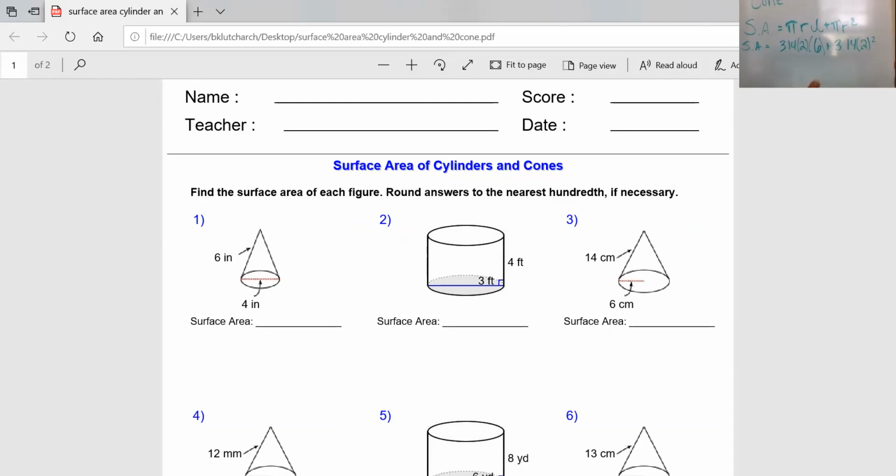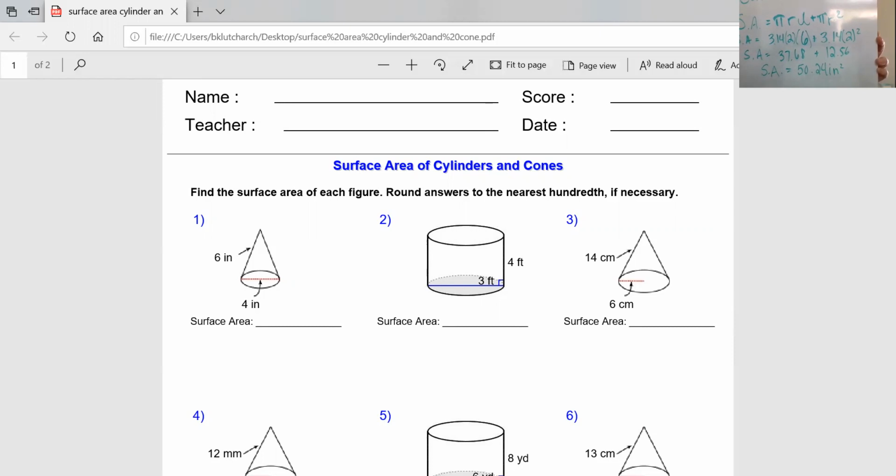So when I multiply those out, I get 37.68 plus 12.56. And finally, I'm going to add those two together, and the surface area of that is going to be 50.24 inches squared. I'll leave this up here for just a second so you guys can see what I did.